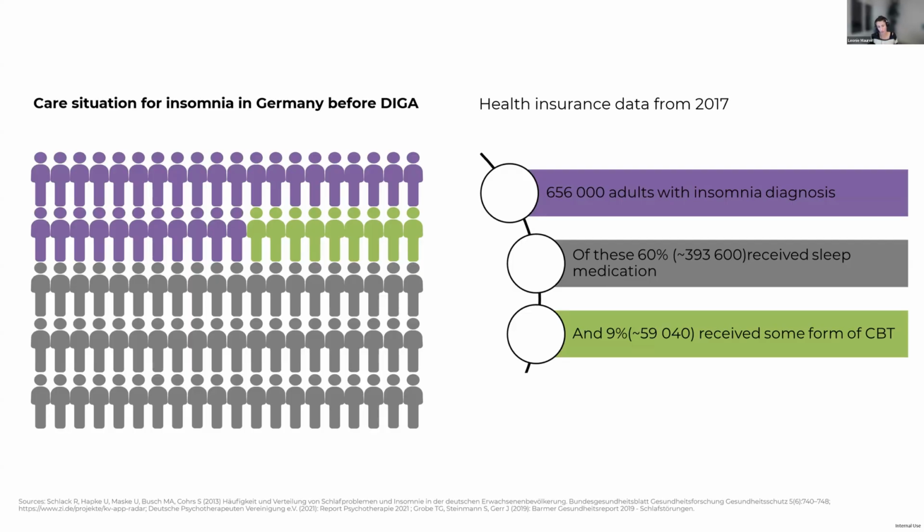So that's a bit of a problem with the coding system. We don't see if they got CBTI, we just see that they got some form of CBT, which could also be, for example, cognitive behavioral therapy for depression or anxiety. So we don't know for sure if this was CBTI. But even if it were CBTI, it would still be a very low proportion of all of those who had reported sleep problems in the first place.